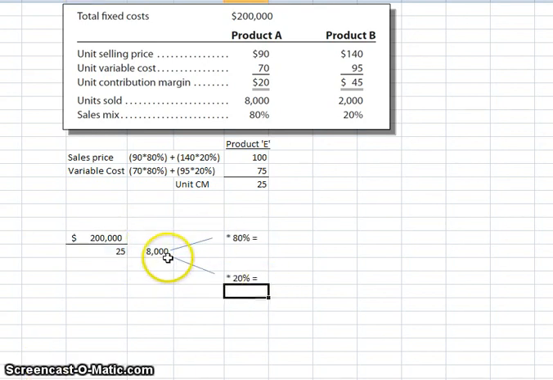Now that I've got the 8,000 units of this combined product E, if I want to break it down into A and B, A was 80% of the sales mix, so you take 8,000 units of the combined product multiplied by 80%, and you come up with 6,400 units of A that need to be sold. You do the same to break out the B. 20% of the sales mix is product B, so 8,000 at 20%, you have to sell 1,600 units of B in order to break even. So there's your 8,000 units and your sales mix.